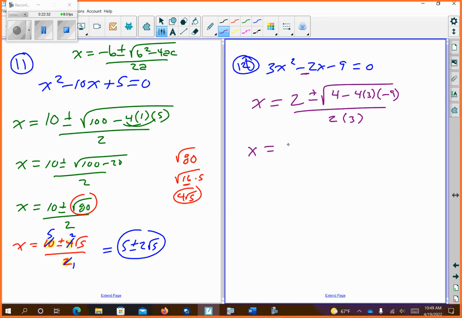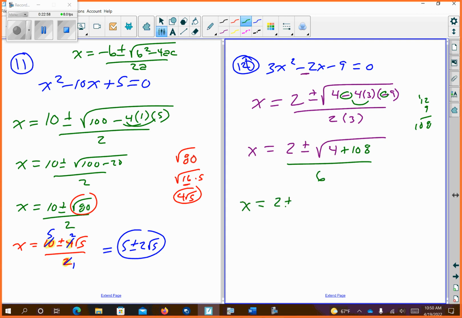Okay? X equals 2 plus or minus. Do the math. Let's see. I'm going to get negative 4 times 3. It's negative 12. 12 times 9. I can't do it in my head. I'm sorry. I wish I was more effective. That's 108. Positive 108. Do you see why it's positive? I multiplied a negative and a negative. All divided by 6. So x equals 2 plus or minus 112 over 6. Now, I would love for that to be our answer, but I fear that 112 is going to break down.